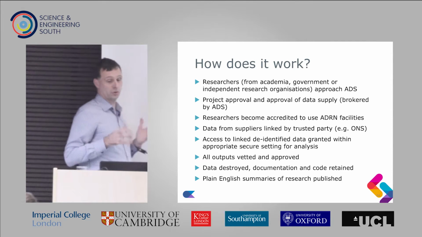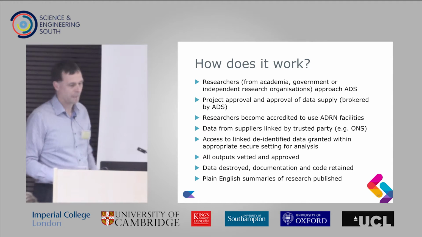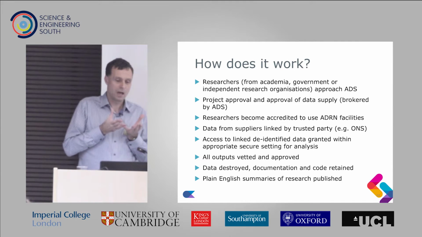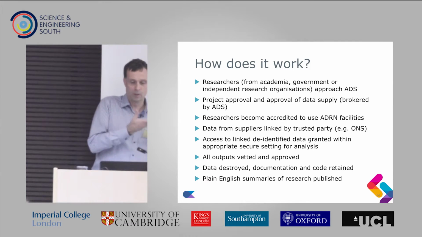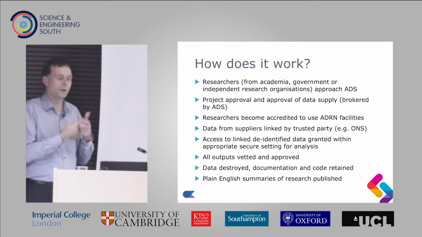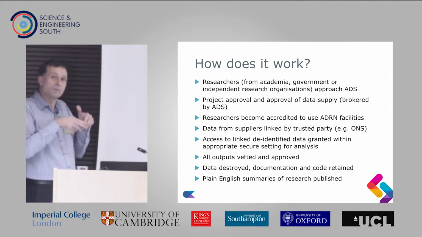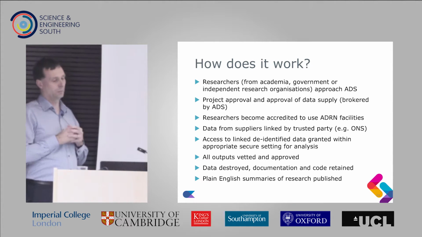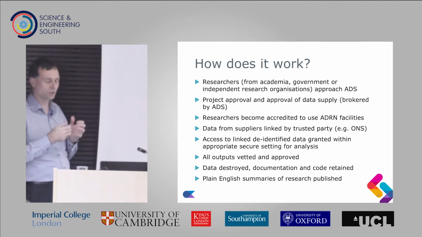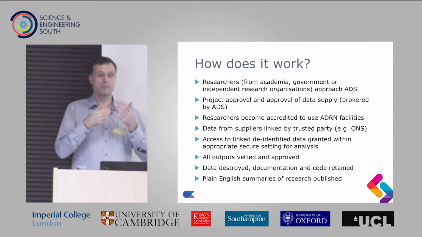So if you want to use the network, this is just a brief guide to how you might use the network. There are various requirements. It's aimed to support researchers from academia, government, or independent research organisations. If you have an idea that you think would benefit from using administrative data, you can approach the ADS and discuss the project with them, whether it's feasible.